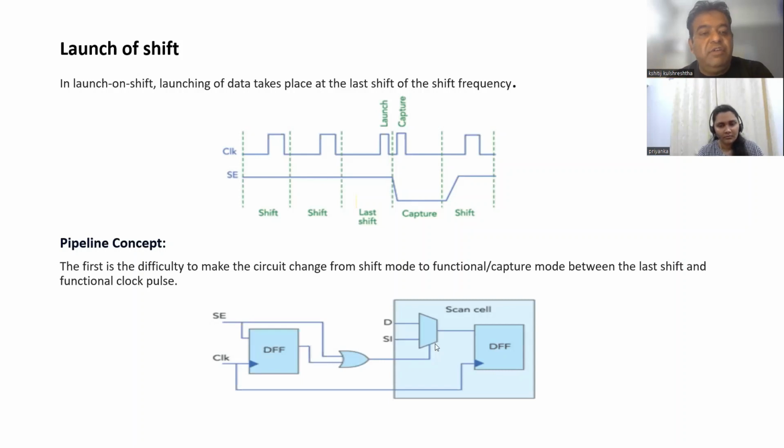So that's a very good description you have given on the launch of shift and the problems associated with it. Now I think it's time to move to a different concept called launch of capture, which is another speed methodology. One thing I would just want to mention for this pipeline concept: you just play with the value of scan enable 0 and 1, and you automatically get to know when it will be 0 and when it will be 1. So that's it from launch of shift.